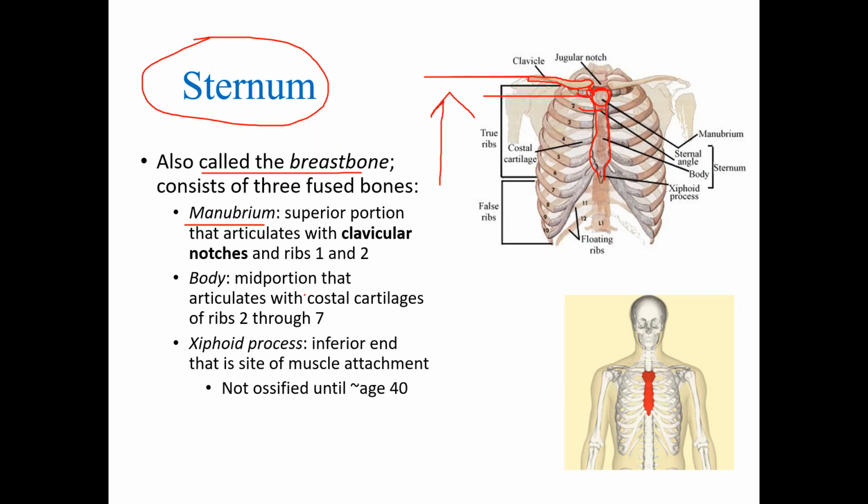We're talking about the manubrium. Then we have a body, okay, which is basically this area here. And so it's the mid portion, which articulates with the costal cartilage, okay, over here, of the ribs from 2 to 7, okay.